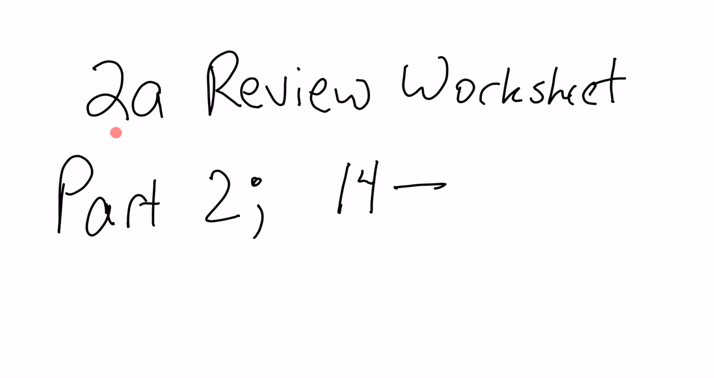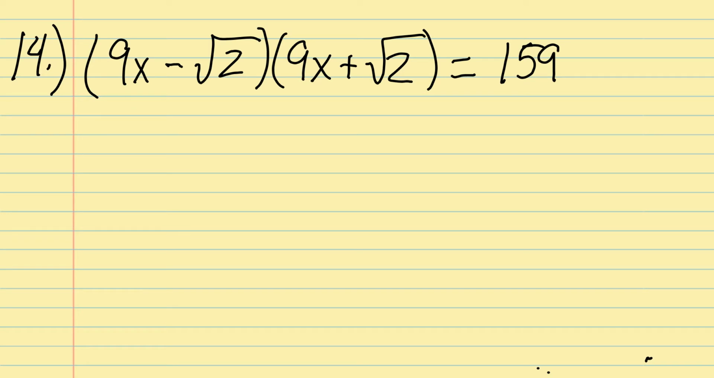Alright, today we're going to do the 2A review worksheet. This is part 2. We're going to start at 14 and see how far we get. So number 14, we have 9x squared minus radical 2 times the quantity 9x plus radical 2, all equal to 159. The first thing we have to do is PEMDAS, as we have to simplify.